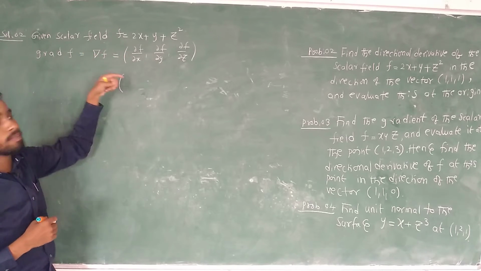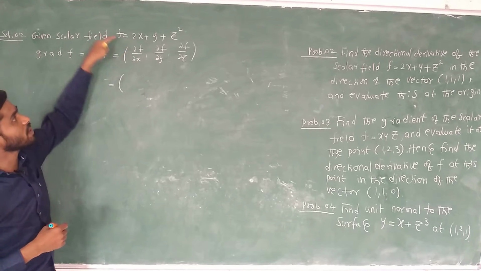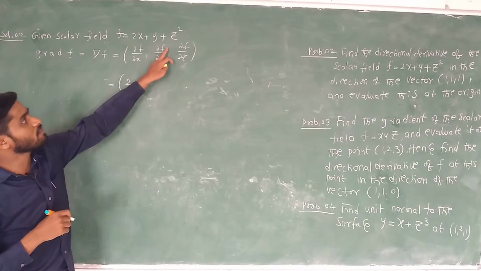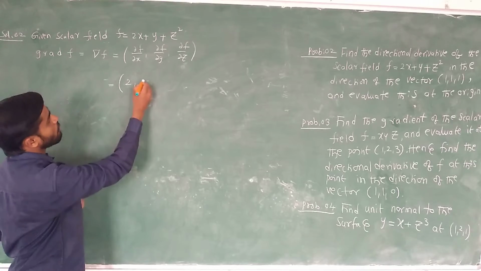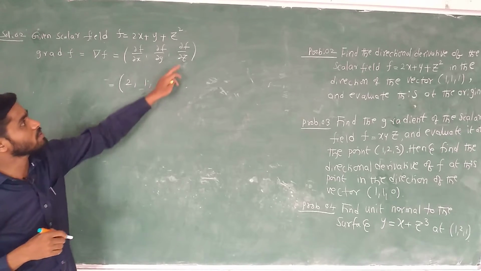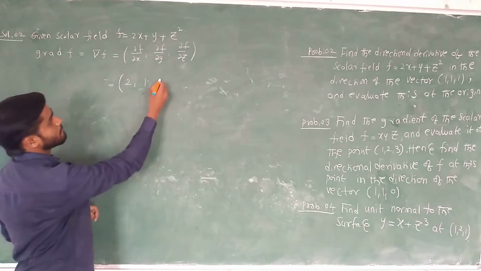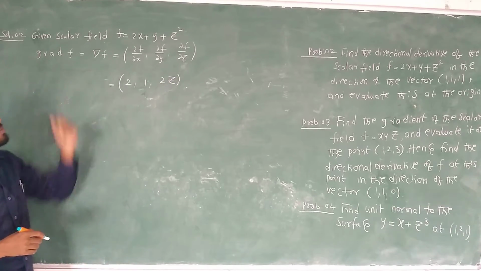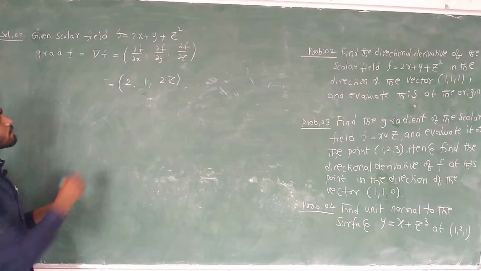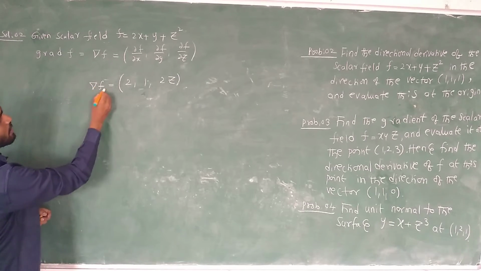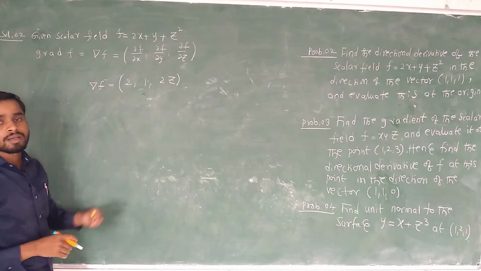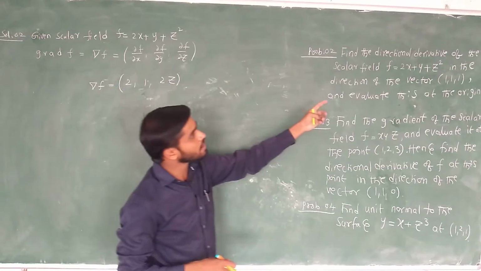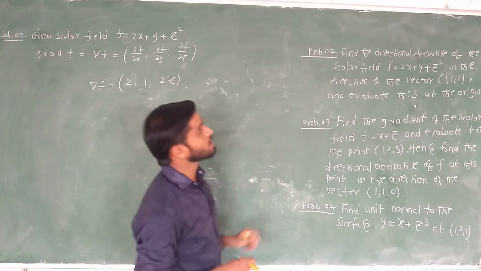The partial derivative of f with respect to x will be 2, the partial derivative of f with respect to y will be 1, and the partial derivative of f with respect to z will be 2z. So this is the gradient of the scalar field f, that is del f. Now we would evaluate this gradient at a given point, but there is no point given, so no problem.